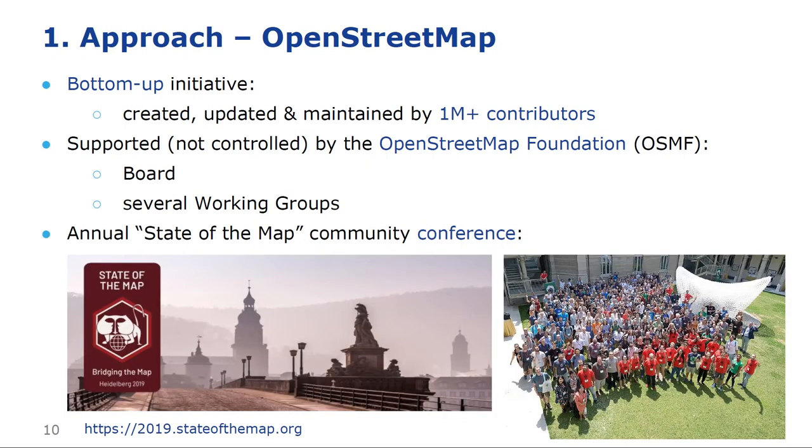Very important to say that the data is not owned by the foundation, but is owned only by the contributors. We also have a very strong community, of course, and again, like in INSPIRE, the OSM community meets annually in a dedicated event. It's called the State of the Map. This year will be in Heidelberg, so I took the chance to invite you all to Heidelberg from 21st to 23rd of October, so very close. That's a picture of State of the Map 2018 that took place in Milan, in Italy.